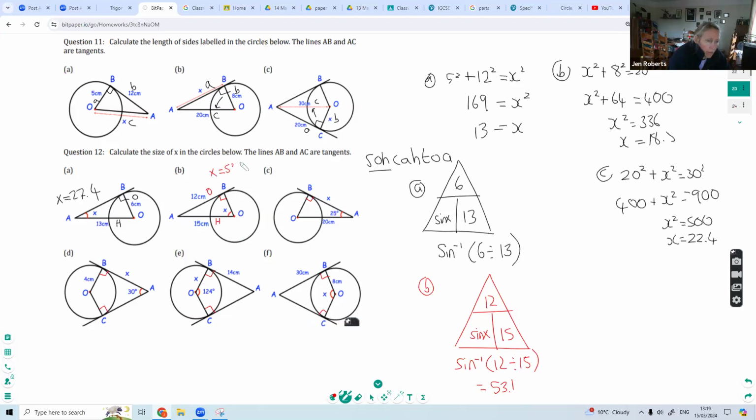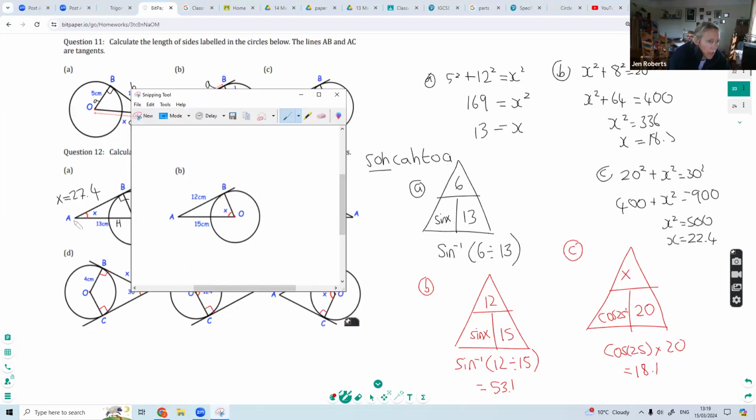What about this one here? Oh, we've got the adjacent this time and the hypotenuse, so it's cos. Cos 25, we've got the angle this time. Adjacent goes at the top, hypotenuse goes at the bottom, so we've times-ed them. 18.1. Just going to snip this on the next page to give myself some more space.